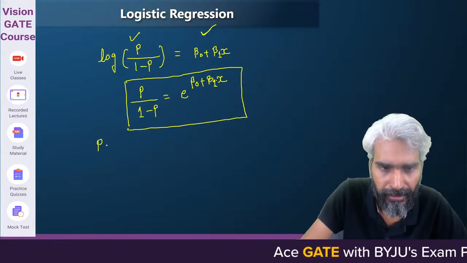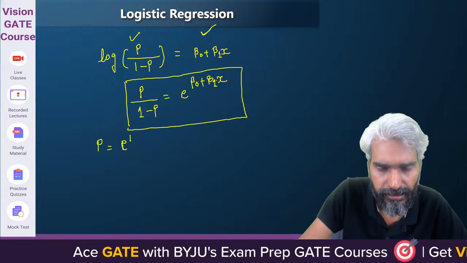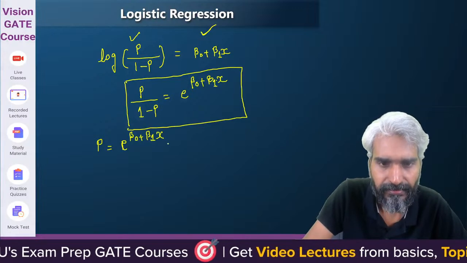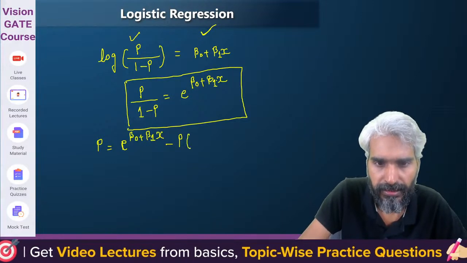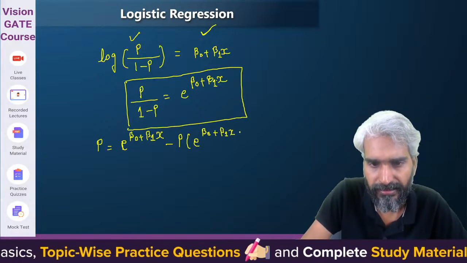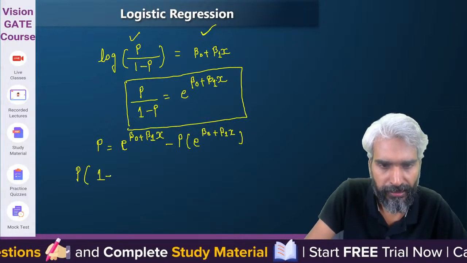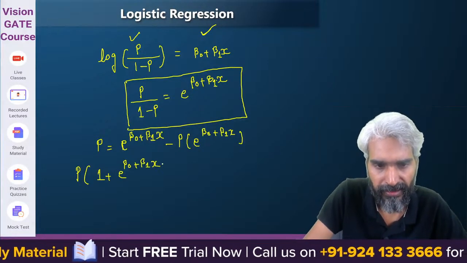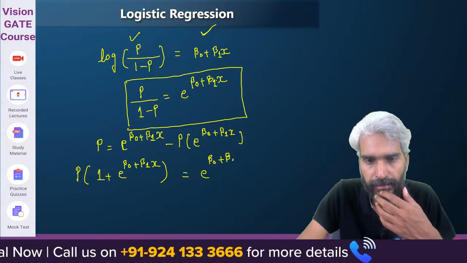It will become p equals e raised power beta 0 plus beta 1x minus p times e raised power beta 0 plus beta 1x. If this goes this side, then p will come this side, it will become p times 1 plus e raised power beta 0 plus beta 1x, which will become equal to e raised power beta 0 plus beta 1x.